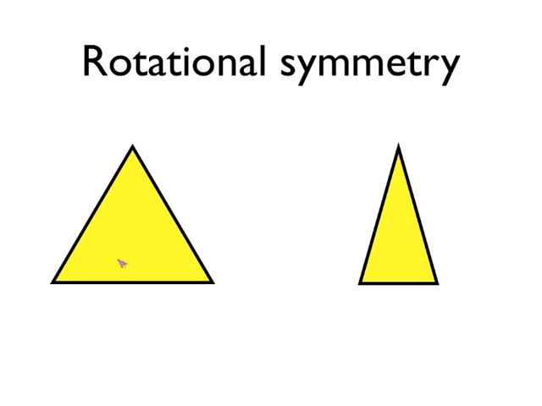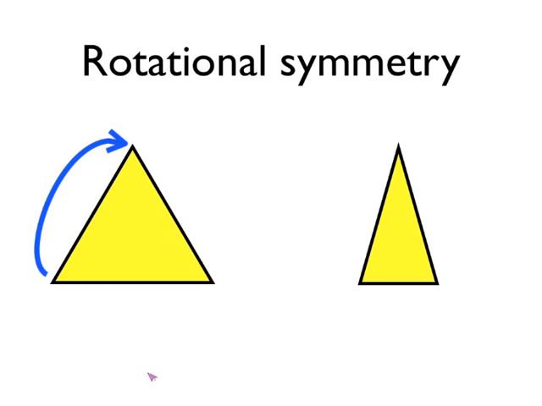So for example, with the equilateral triangle, we could turn it a third of a turn and it would look exactly the same as it did when we started. We could also turn it another third of a turn and it would look exactly the same. And we could turn it another third of a turn and it looks exactly the same, and we'd be back to where we started. So an equilateral triangle has rotational symmetry of order 3 because we could turn it 3 times to get back to where we started, and each time that we turned it, it looked exactly the same.